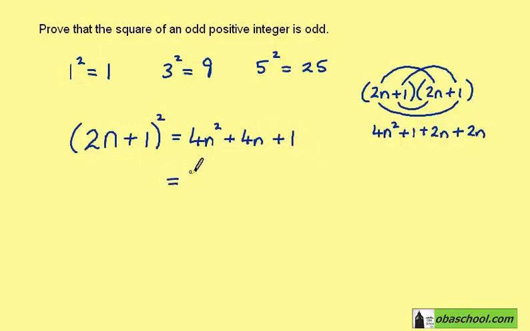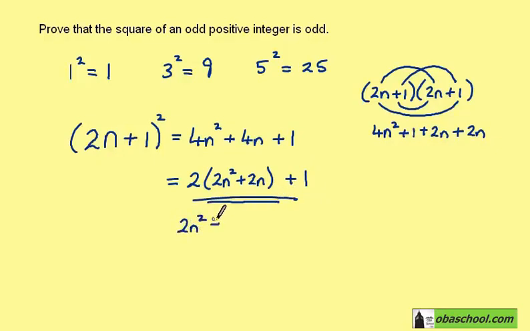If we then look at the first 2 terms, take out 2, and in the bracket we have 2n squared plus 2n, and then we have the plus 1 at the end. We know that n is a positive integer. Therefore 2n squared plus 2n is also an integer.